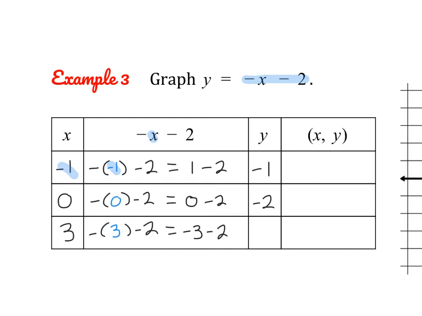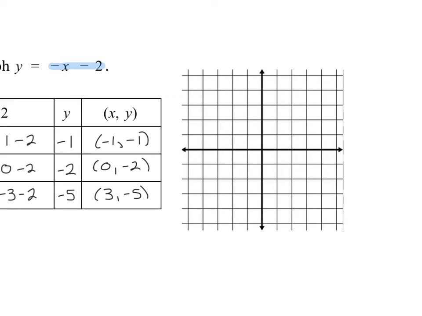and negative 3 minus 2 is negative 5. So our coordinates are going to be negative 1, 0, negative 2, and 3, negative 5. So we're going to plot those coordinates over here on the right.